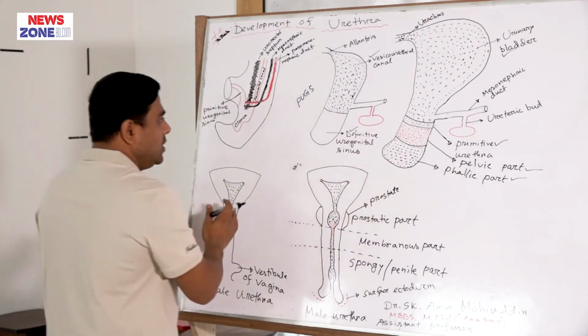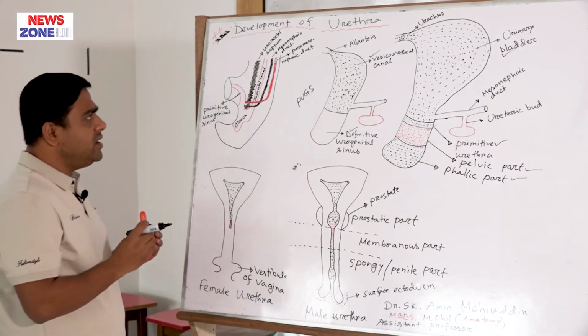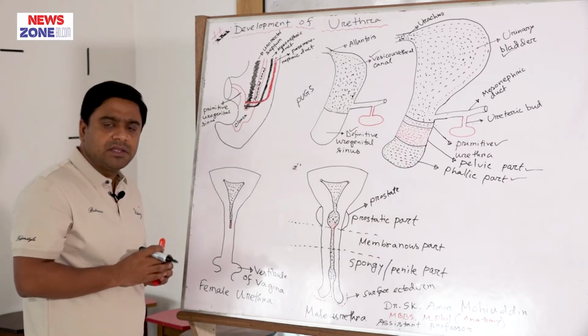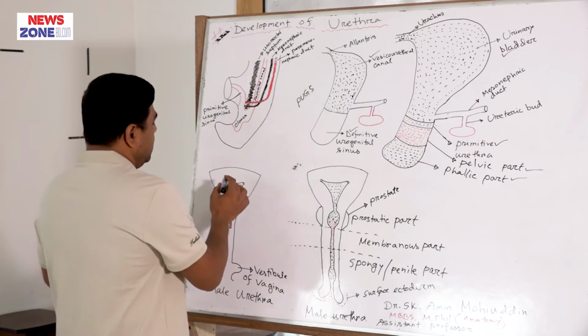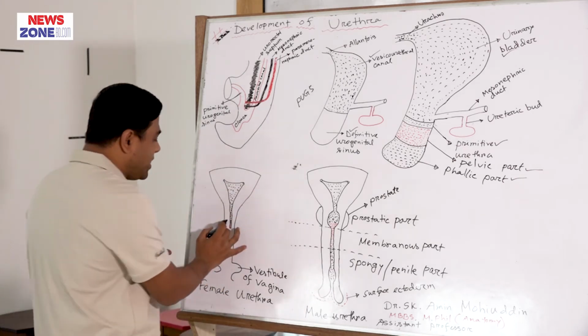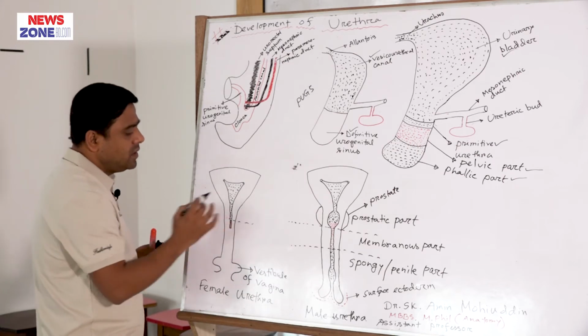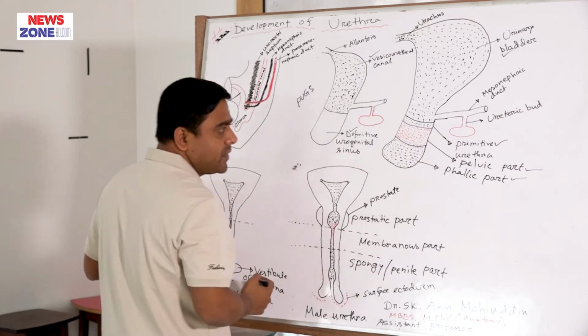Now, this is the female urethra. The development of the male and female urethra is quite different, it is not the same. The whole of the female urethra except the terminal portion is derived from the primitive urethra.